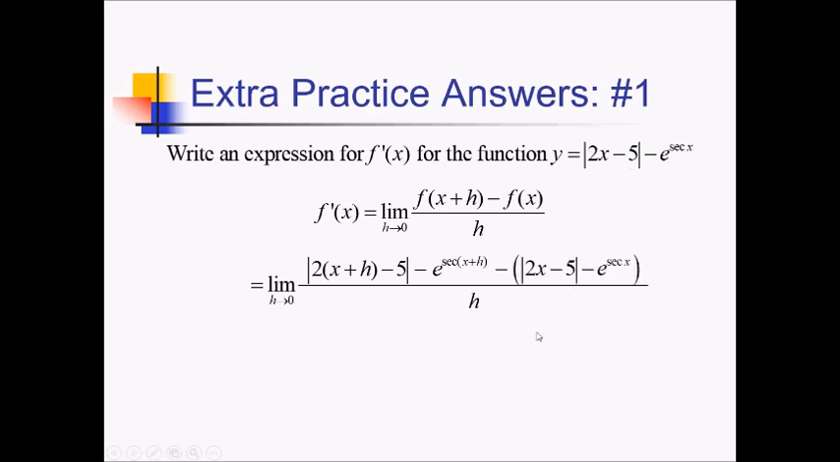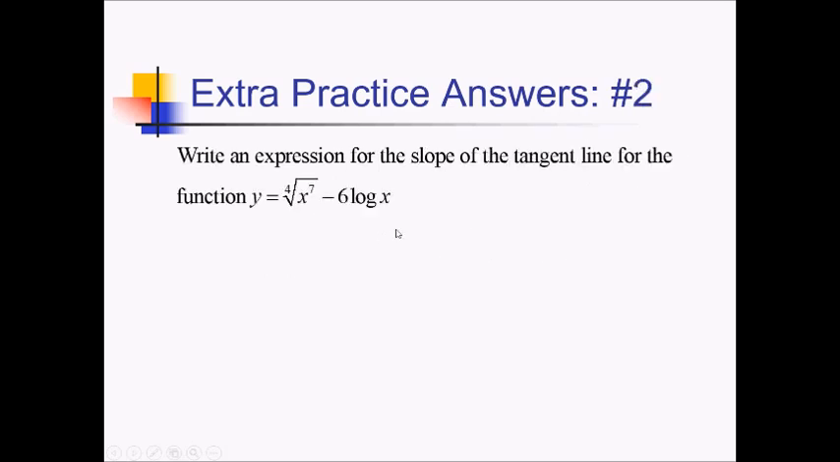And I'll just do all of this stuff minus f of x, which is just the original function in a big parentheses. On this problem, they want an expression for the slope of the tangent line for this function right here. So slope of a tangent line, we're basically talking instantaneous rate of change. So let me write out the IROC formula. Limit as h approaches 0 of f of x plus h minus f of x all over h.